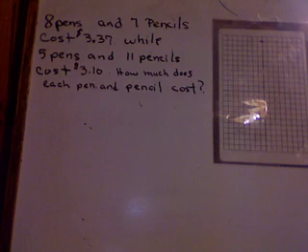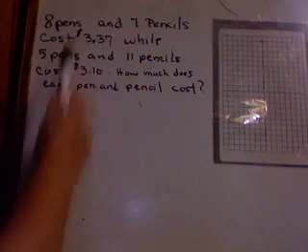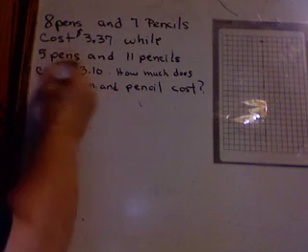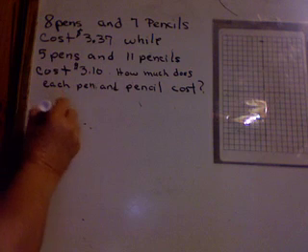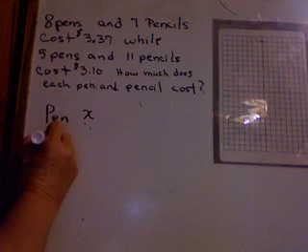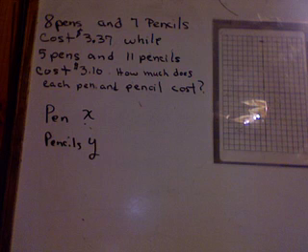Okay, in this section we're going to be solving word problems, but the directions tell you to use a system, which means to use two variables when you're solving the equation. So if you read the problem, we're talking about 8 pens and 7 pencils cost $3.37. 5 pens and 11 pencils cost $3.10. So let's let the pens be X and the pencils be Y. And then try and set up a system that represents this problem.